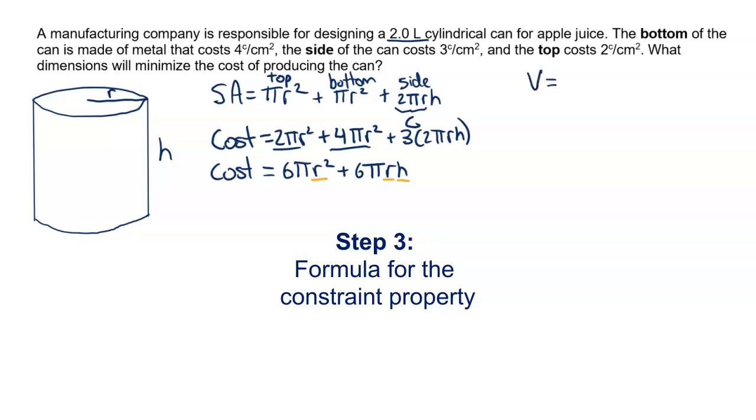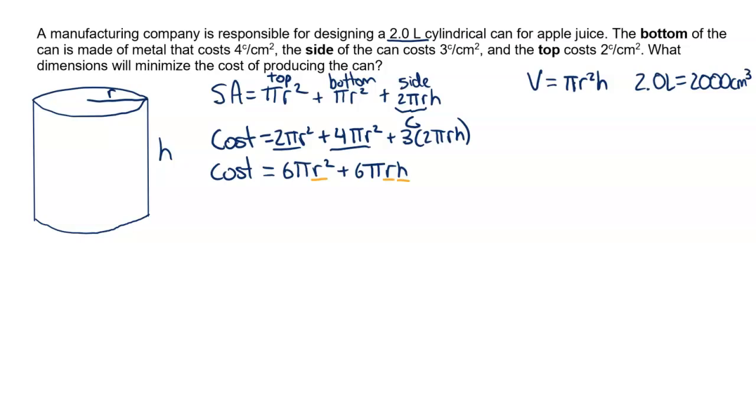And so the volume is equal to pi r squared times h. What we can do with that is we can say, well, 2 liters is equal to 2,000 centimeters cubed. 1 liter is 1,000 centimeters cubed, and so that's going to give me 2,000. So I can replace the volume with 2,000. We get pi times r squared times h, and now I can isolate h by dividing by pi times r squared. Whatever you do to one side, do to the other. The pi r squared cancels out, and we get h is equal to 2,000 divided by pi r squared.